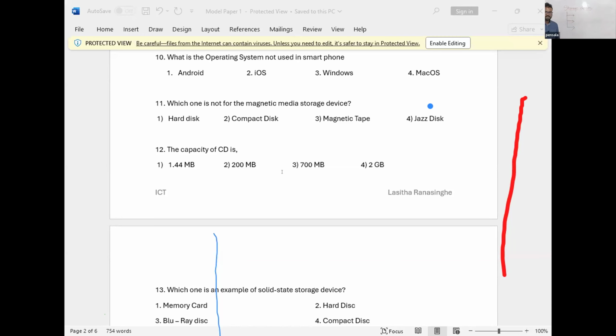Under your syllabus there are three main parts. First one is magnetic media devices, the second one is optical media devices, and the last one is solid state devices. So we have three types: magnetic media devices, optical media devices and solid state devices.